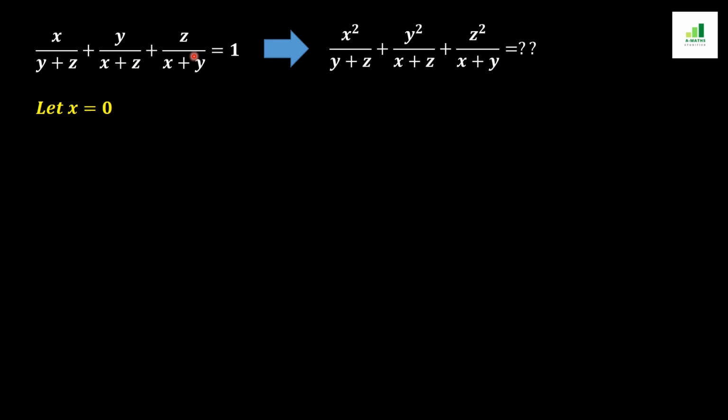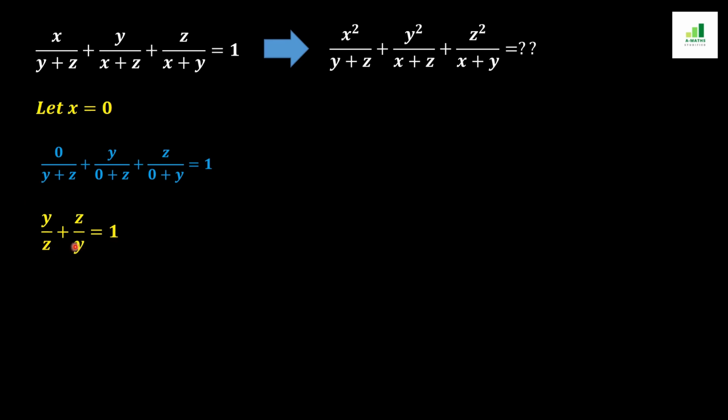Let's consider x is equal to 0, or we put x equal to 0 inside this equation. Then we get 0 over y plus z plus y over 0 plus z plus z over 0 plus y equals 1. When we simplify this equation, we get y over z plus z over y equals 1.